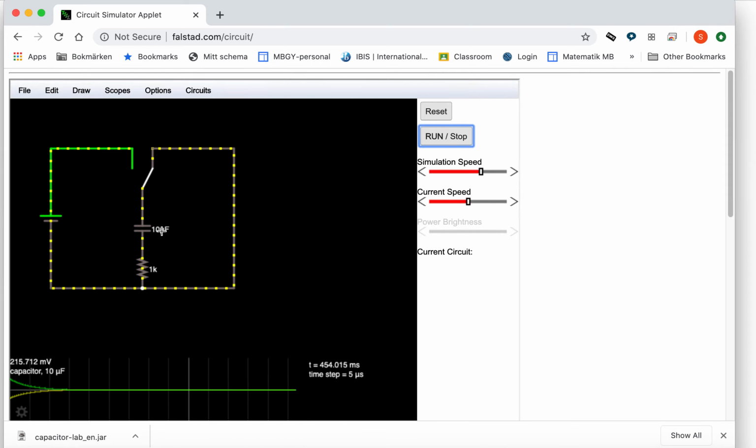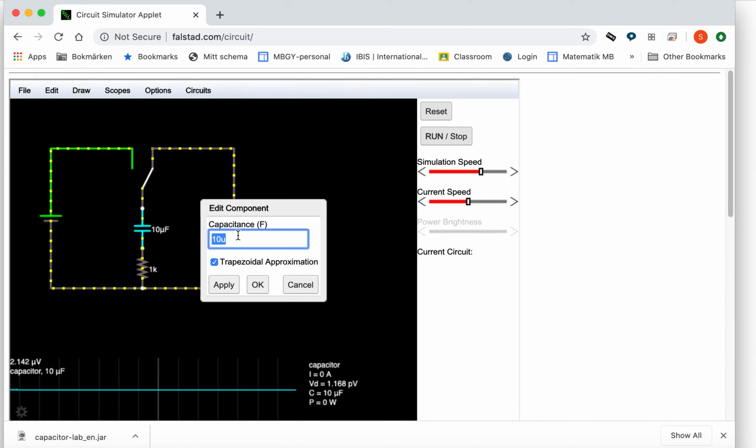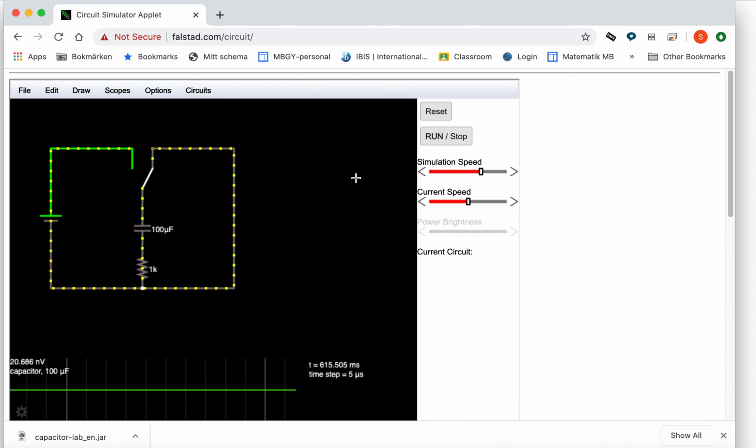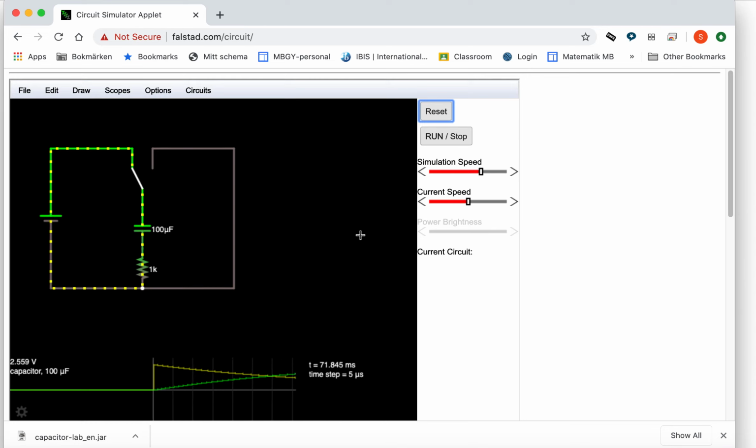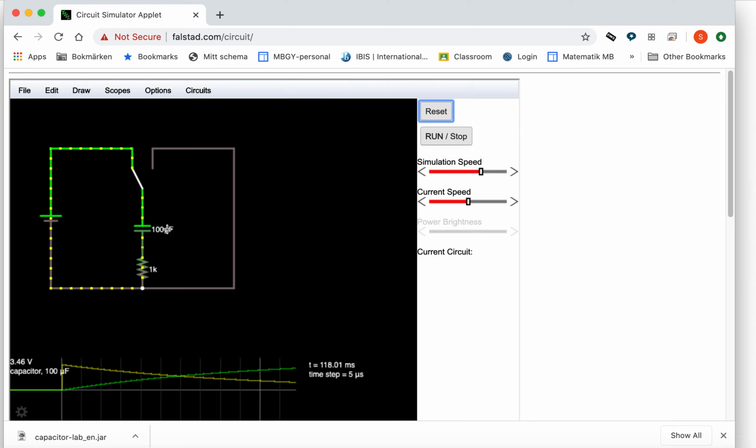Now let me just see what happens. We can investigate the effect of increasing the capacitance and increasing the resistance. So if I right click on this component here, and increase it by a factor of 10 to 100 microfarads, reset, put it on the charging side, reset again. Now, I don't know if you can see that, but it's taking a much longer time for it to charge up. So the effect of increasing the capacitance is that it takes a lot longer time to charge up.